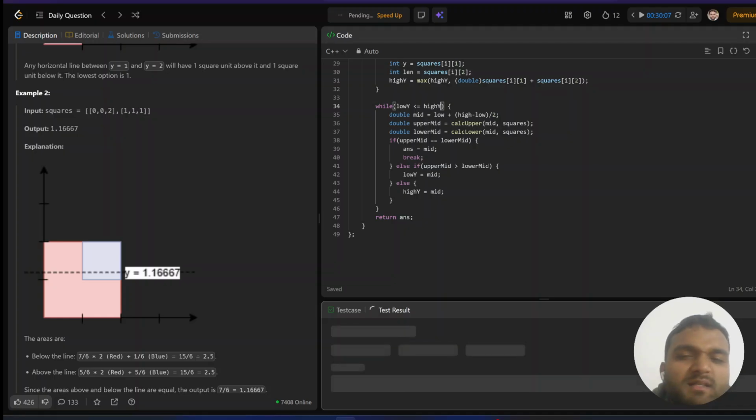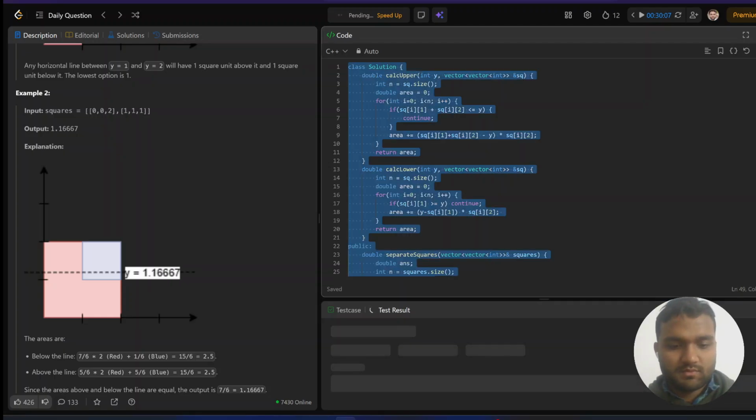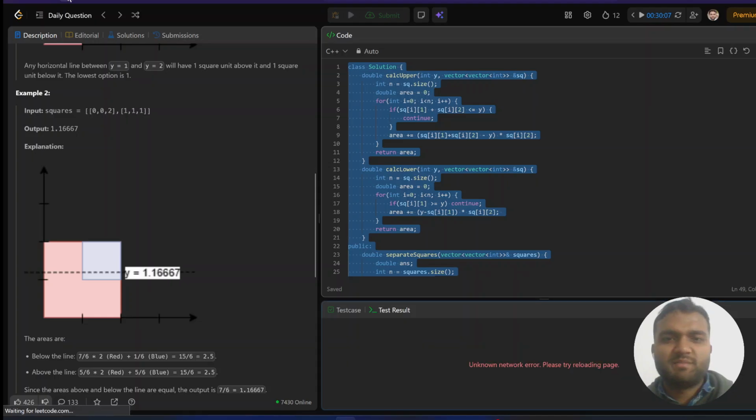Too many compilation errors. Let's see this time which error will come. I think I have spent too much time on this question. Let me first refresh this page, as it is taking too much time.